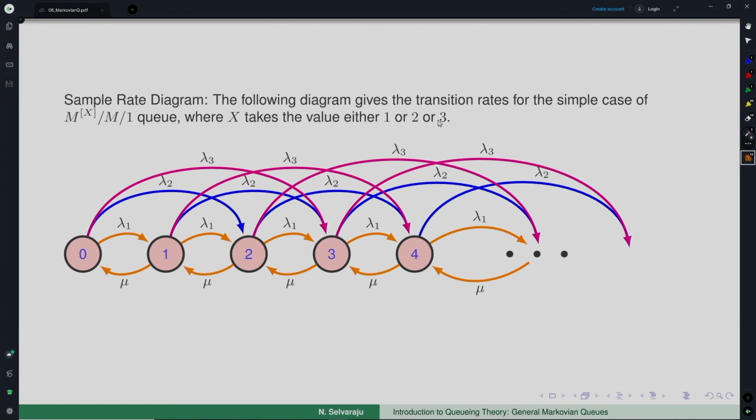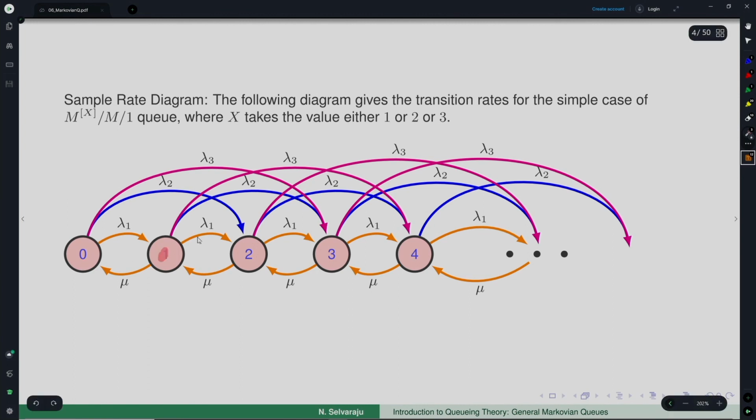So, what transitions can happen? For example, when the state is 0, an arrival can make it move to state 1, 2 or 3 with rates lambda 1, lambda 2, lambda 3. If a batch of size 1 arrives, for which the rate is lambda 1, it moves to state 1. If a batch of size 2 arrives, which can happen with probability C2, so lambda times C2 is effectively lambda 2, it can directly move to state 2. So it goes beyond nearest neighbors: 0 to 1 is still a nearest neighbor transition, but 0 to 2 is not. Similarly, if a batch of size 3 arrives, it can move from 0 to 3. Since we assumed only these 3 batch sizes are possible, it cannot move from 0 to 4.